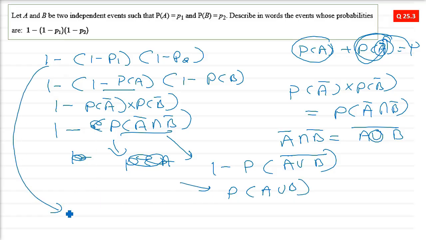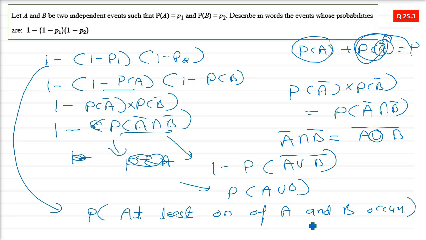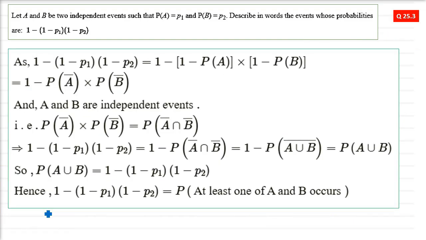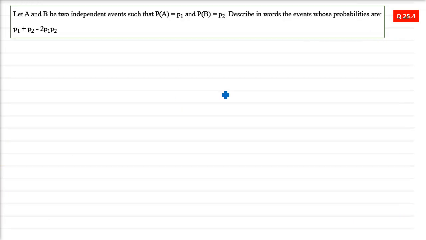So 1 minus P1 into 1 minus P2 is nothing but P of A union B. That is at least one of A and B occurs. At least one of A and B should occur: A or B or both of them. So this whole question is based on De Morgan's law. So it was a good question. You can follow this instruction to write.